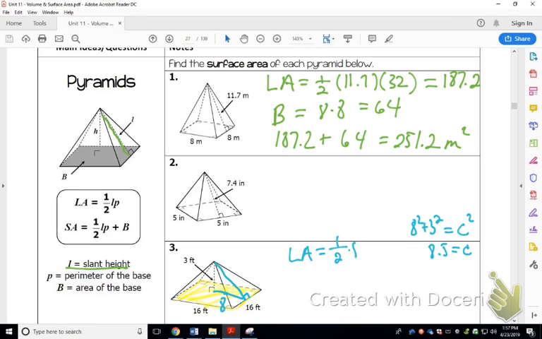So then that would be 1/2 times the 8.5 and the perimeter of your base. Yes, it is 64. All right, that would just be your 16 times 4. $272.